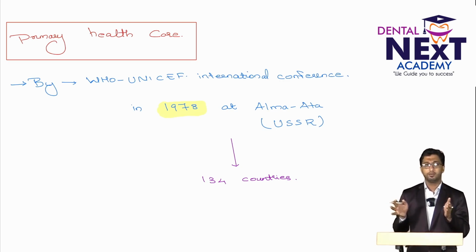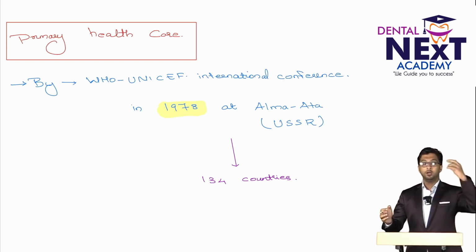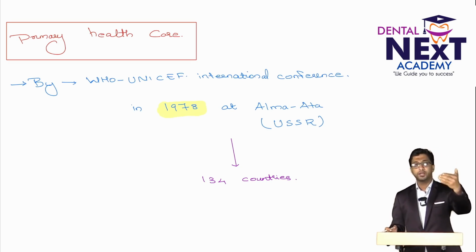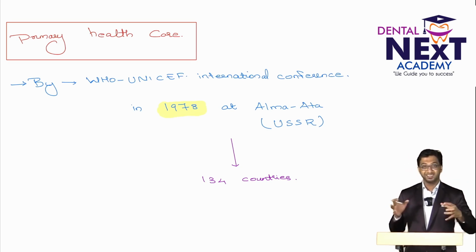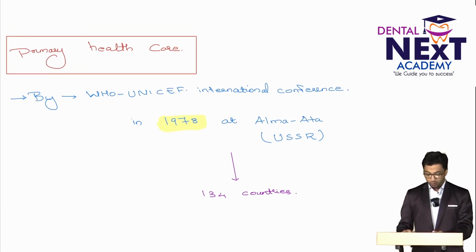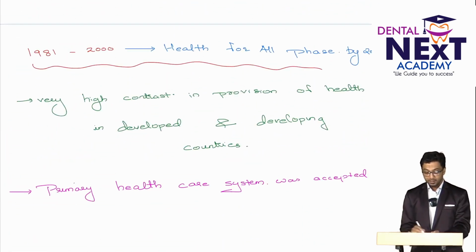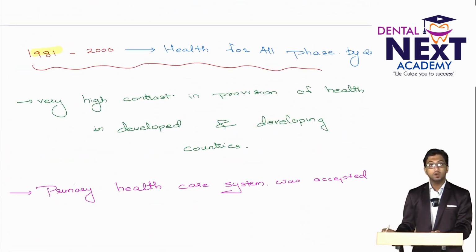Okay, if you are reading from your MCQ books, you will not get this connection. You learn Alma Ata Declaration, you learn primary health care, you learn the emerging concepts like health for all, but this is connected. Okay, now one more thing. In 1978, it is in 1978 where the Alma Ata Declaration came into being. But see this, 1981 to 2000 is the health for all phase.